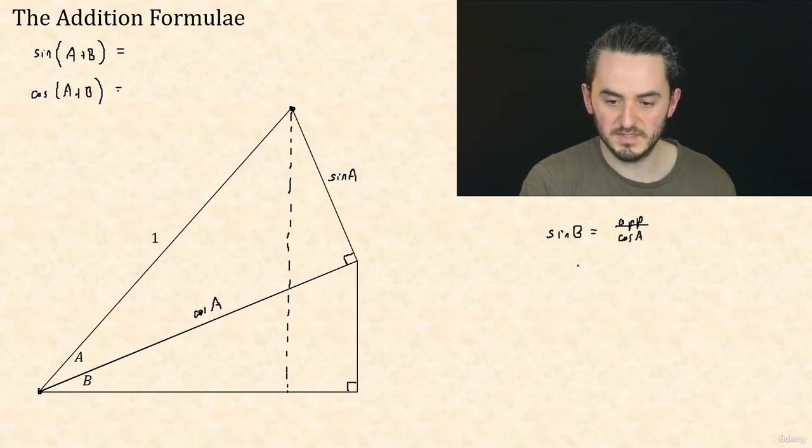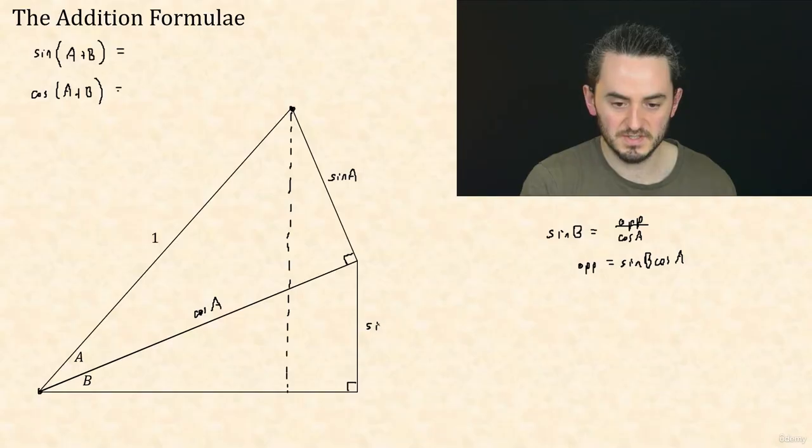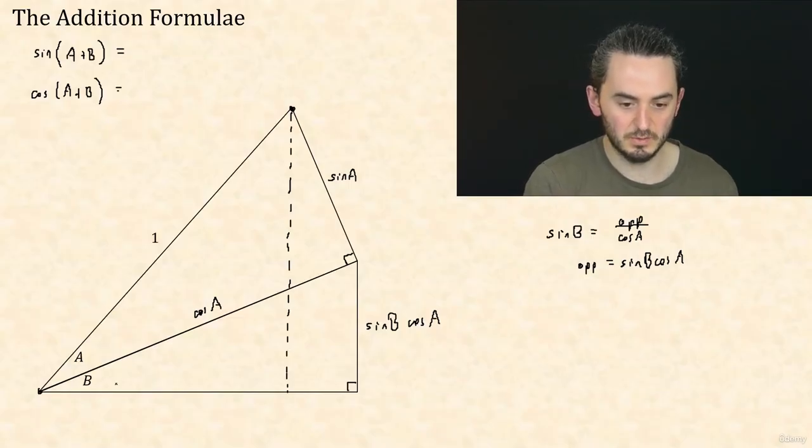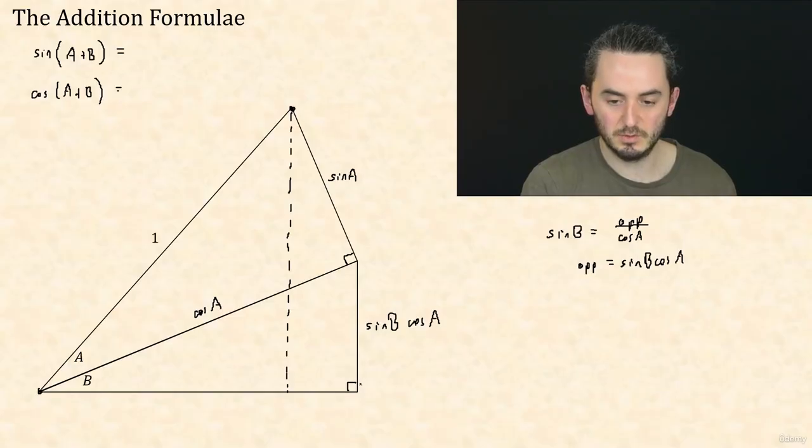Which means that the opposite, which I'm interested in, is sine B cos A. So that's this length here, sine B cos A. And what about the base all the way across the bottom?